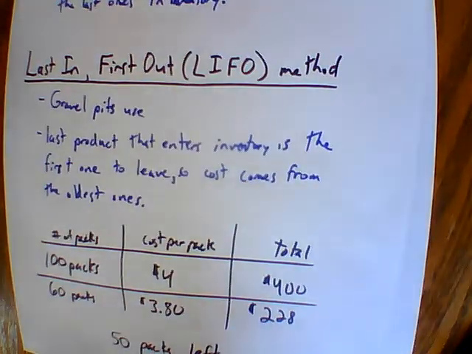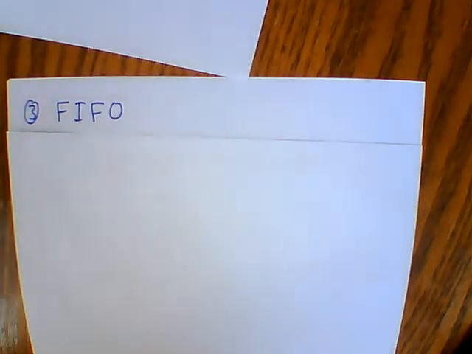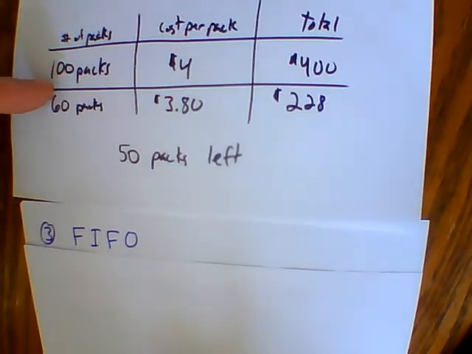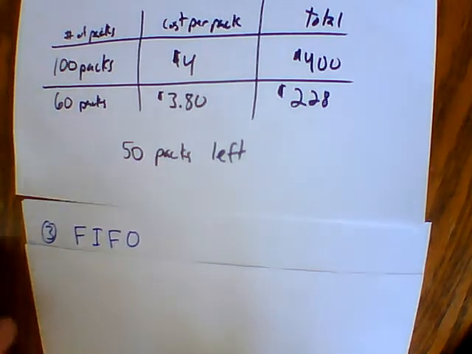As we consider what's going on, let's look at number 3. Number 3 talks about our first in, first out method. Once again, we're looking at having 100 packs be our first in, 60 packs our second in.